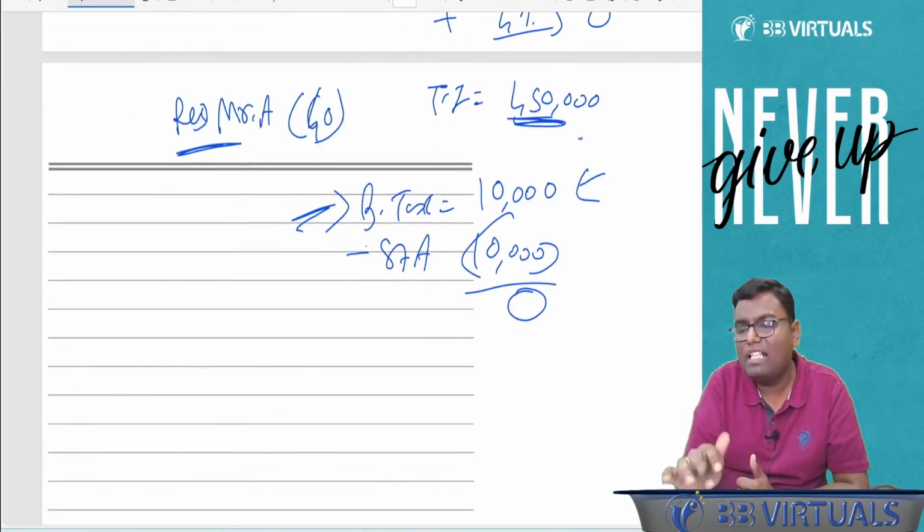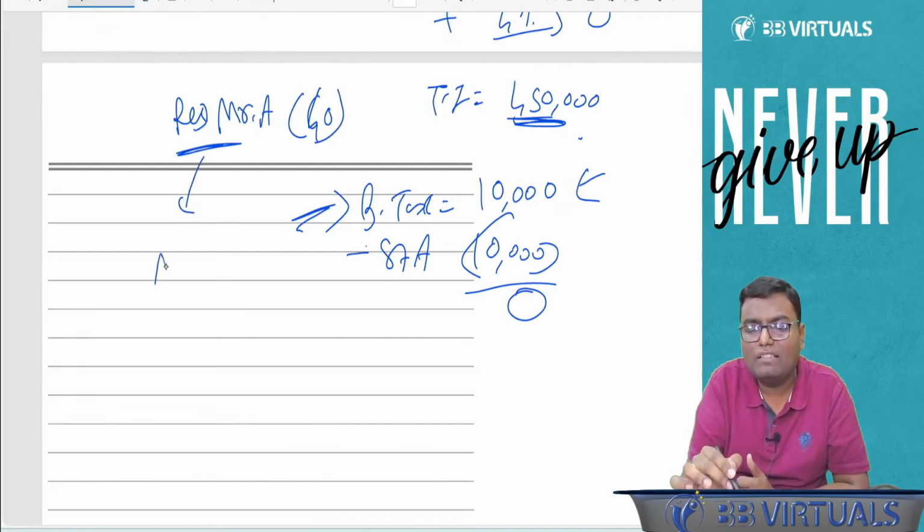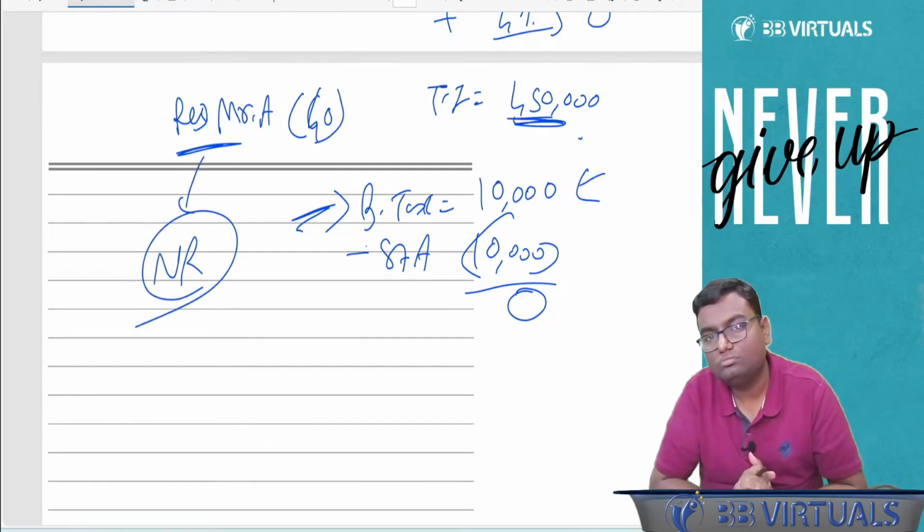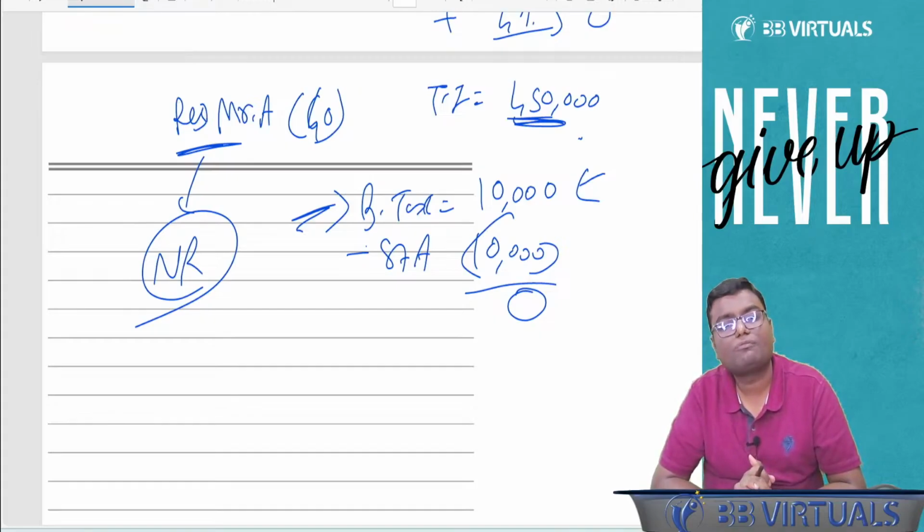Tell me, what will happen in this example if the person is a non-resident? What will happen over here if the person is a non-resident? Tell me.